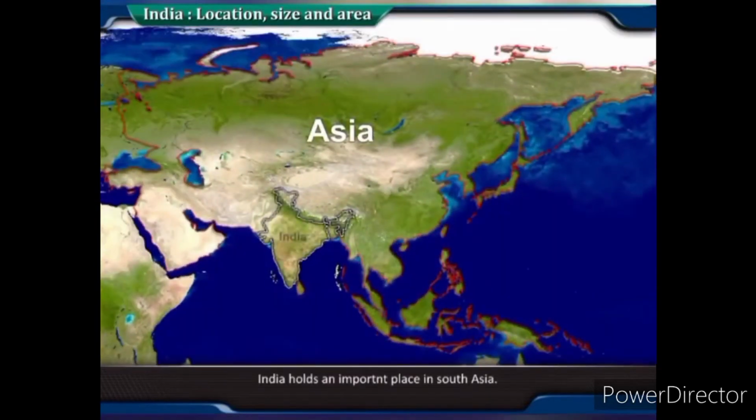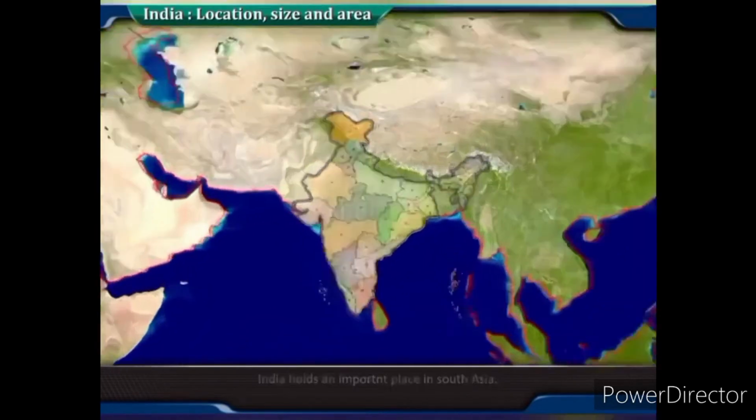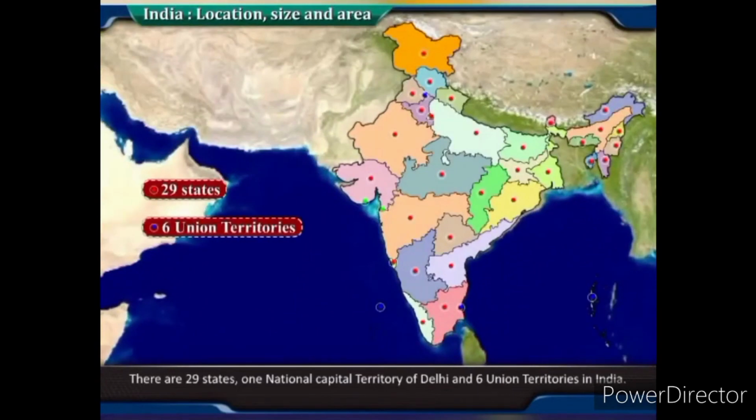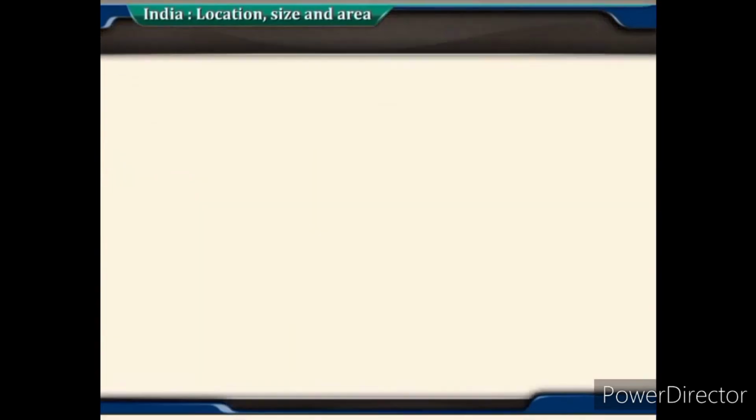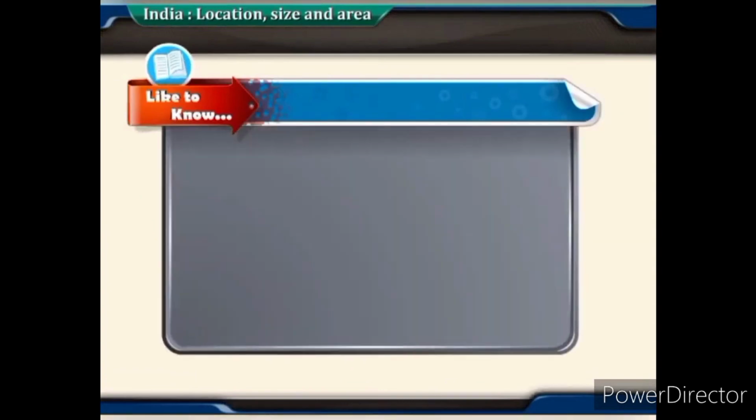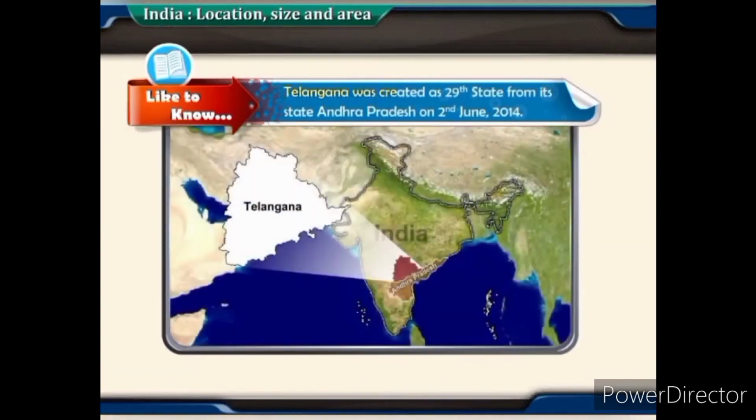India holds an important place in South Asia. There are 29 states, 1 national capital territory of Delhi, and 6 union territories in India. Like to know: Telangana was created as the 29th state from its parent state Andhra Pradesh on 2nd June 2014.